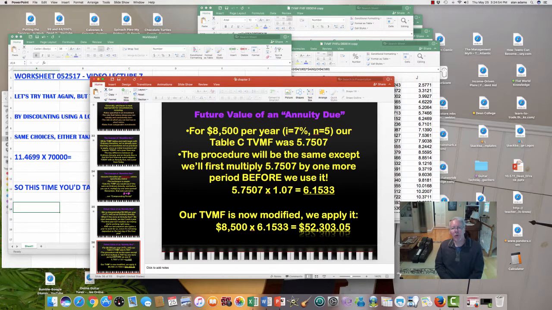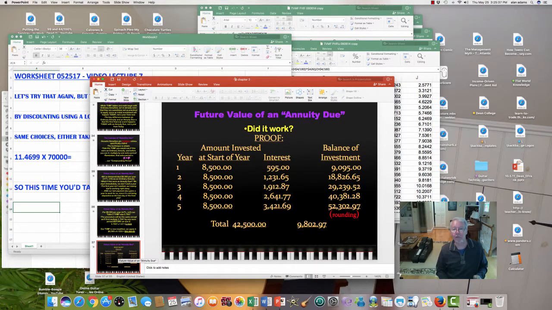So what we're going to do is we're going to use the same number, 5.7507, but if I tell you this is an annuity due, you're going to take that factor, that's an FVIF sub A, as you'll recall from my formulas. You're going to multiply it by one more period, 1 plus I, so that would be 1.07. Your new and improved factor is 6.1533. Now, finish out your problem, solve the problem, just like we did before, using the new number. 8,500 times 6.1533 gives you 52,303, not 48,881 like before. We end up with more money because our money went to work for us.